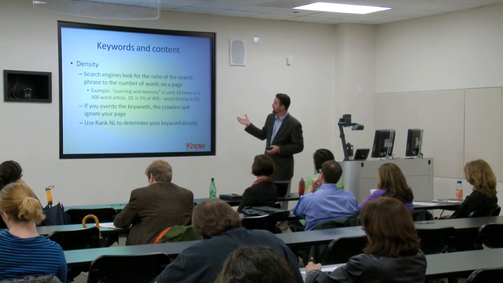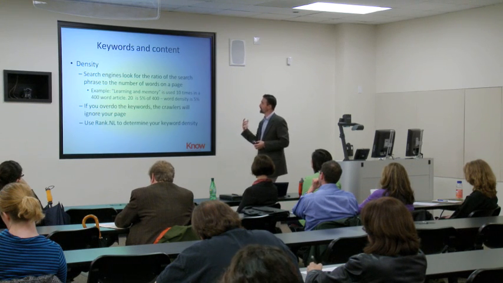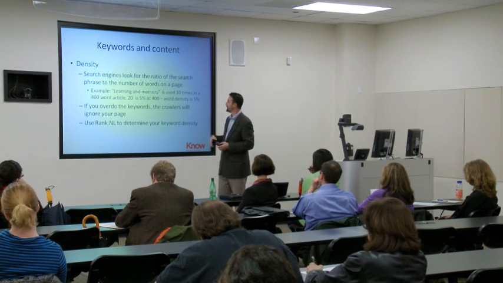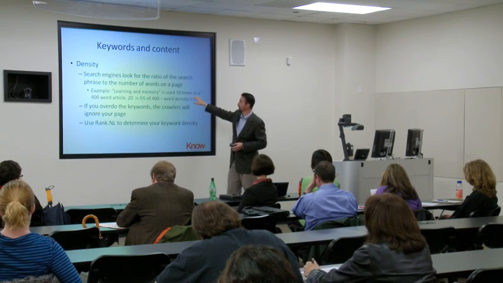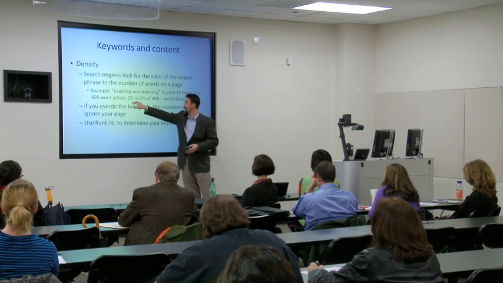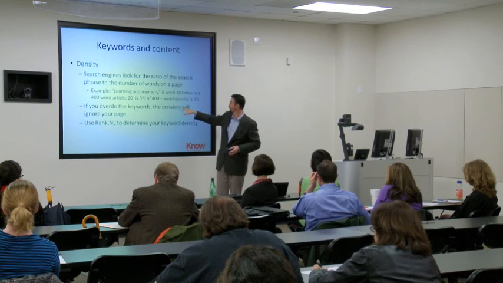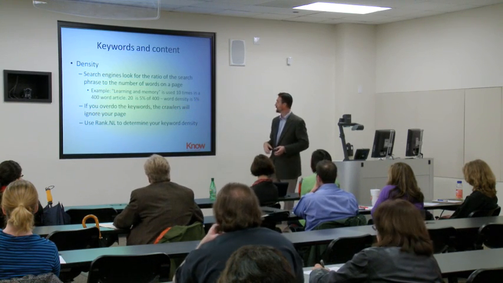And the last one is density. Search engines look for the ratio of the search phrase to the number of words on a page. So I give this example: if you have "learning and memory" on your page and it's used 10 times in a 400-word article, that means these words are coming up 20 times. It's 5% of 400, so you have a density of 5%. That's pretty good. That's kind of average. You can go higher.